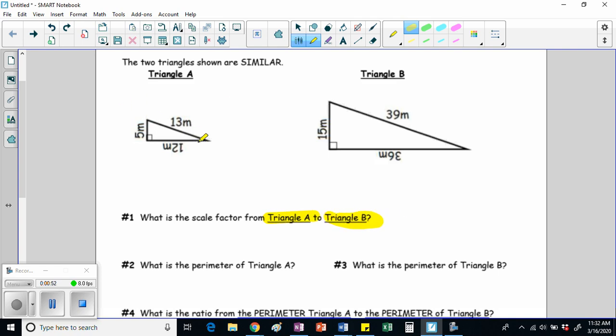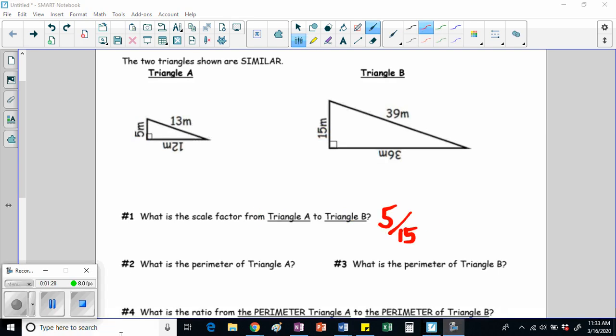So we're going to take a measurement from this triangle. I'll do this with the 5 and 15. And since it tells me triangle A to triangle B, I'm going to take the measurement from triangle A, in my case 5, and put it over as a fraction over the 15 from triangle B. Then I want to reduce that fraction. And when you reduce that, you'll get the scale factor. You could get the same scale factor by comparing the 13 to 39 or the 12 to 36. But since it does give us an order, the measurement from triangle A, this one, has to be first or on the top of your fraction. So now we have a fraction like this one, and you have to reduce it to find the scale factor.